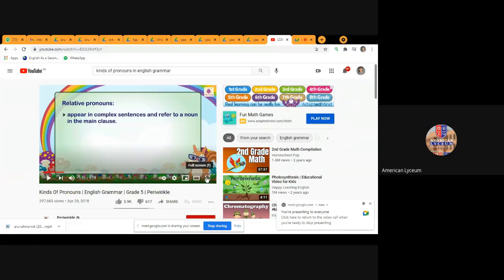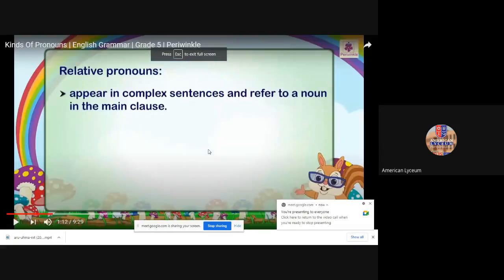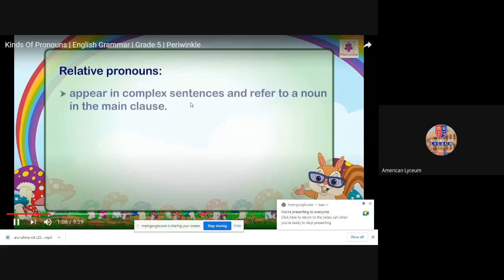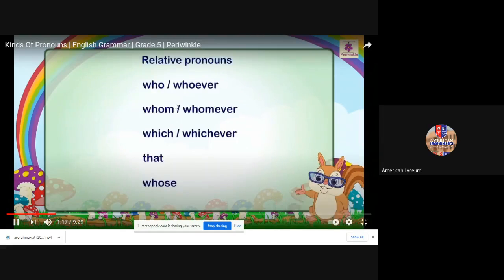It might be a little difficult for you, but with practice, we will understand the kinds of pronouns. First is relative pronouns. Relative pronouns appear in complex sentences and refer to a noun in the main clause. The following words are called relative pronouns.